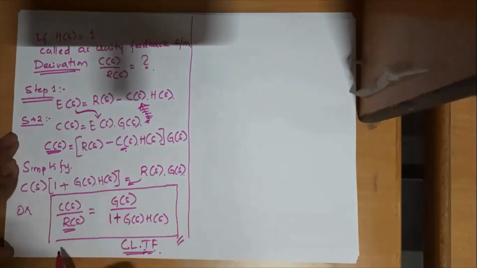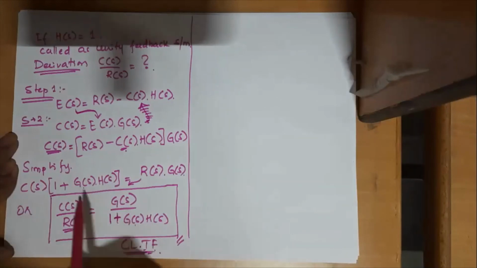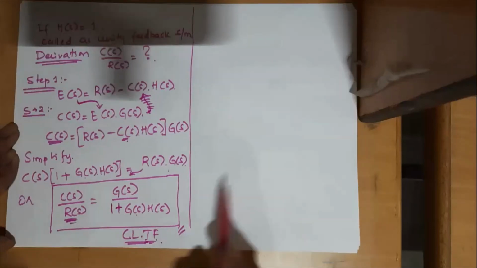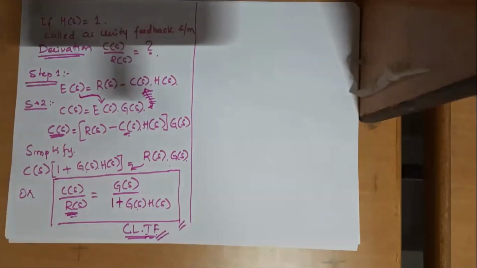So is this what everyone got? Now please look at the diagram and this final expression. If we have a negative feedback system, its closed loop transfer function is G of S divided by 1 plus G of S into H of S. Is it clear for everyone? If anybody else has any doubt, you are open to ask.